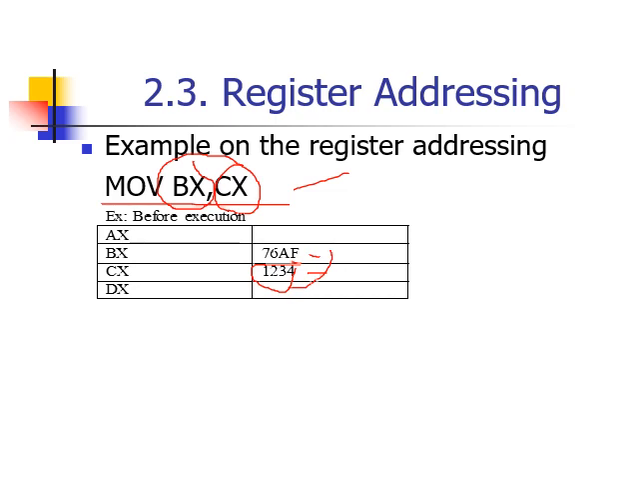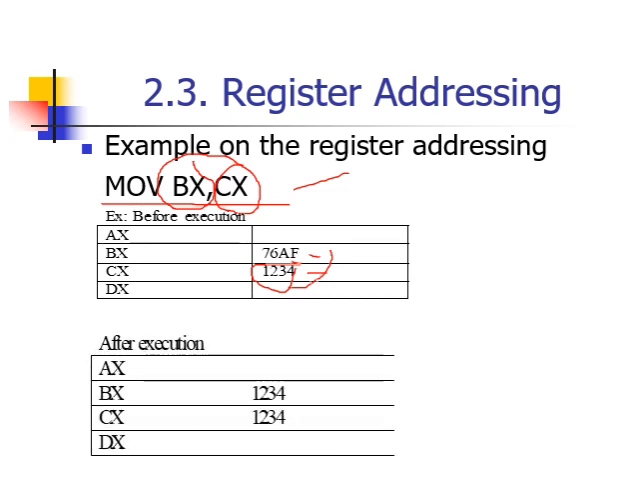So the value inside BX is going to change, while the value inside CX will be the same. After execution, the value inside BX becomes the same as the value inside CX. So CX kept its previous value, while BX changed its value to 123H hexadecimal.